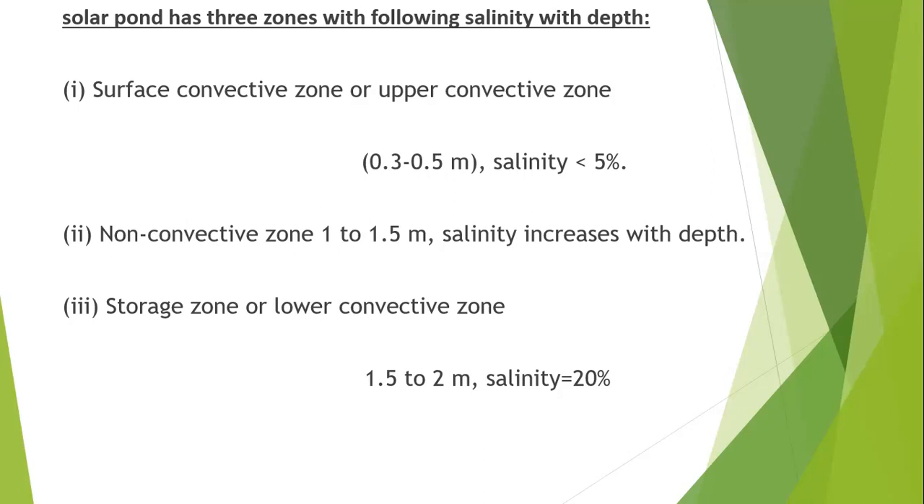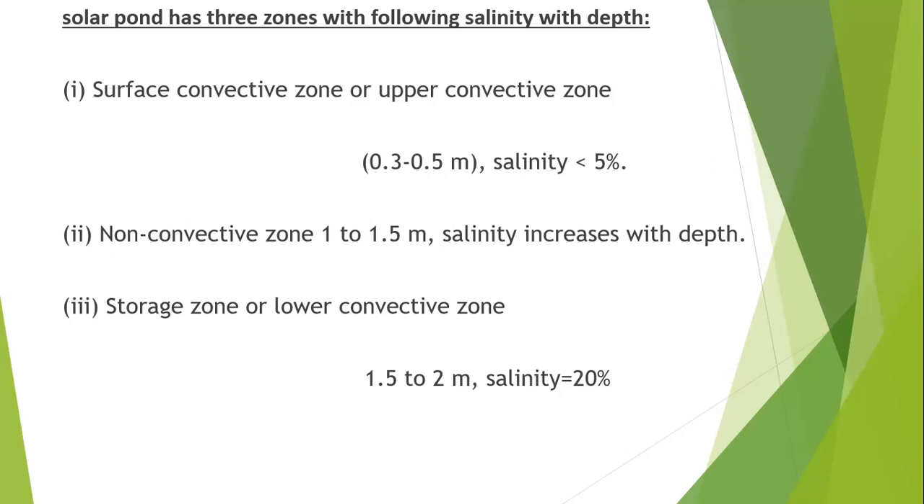The second zone is the non-convective zone, up to a depth of 1.5 meters, and as we go to the bottom the salinity will be increasing. And the third zone is the storage zone, or lower convective zone. Here we store heat. That's why it is called the storage zone. It is the last convective zone.